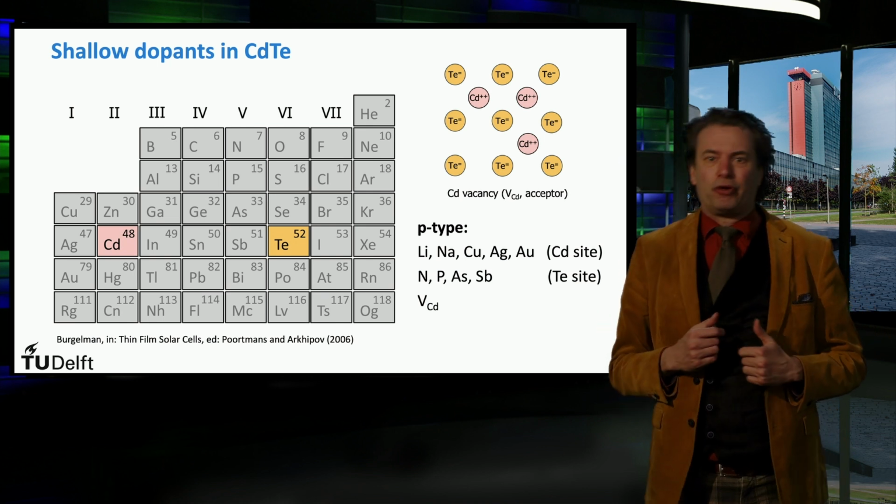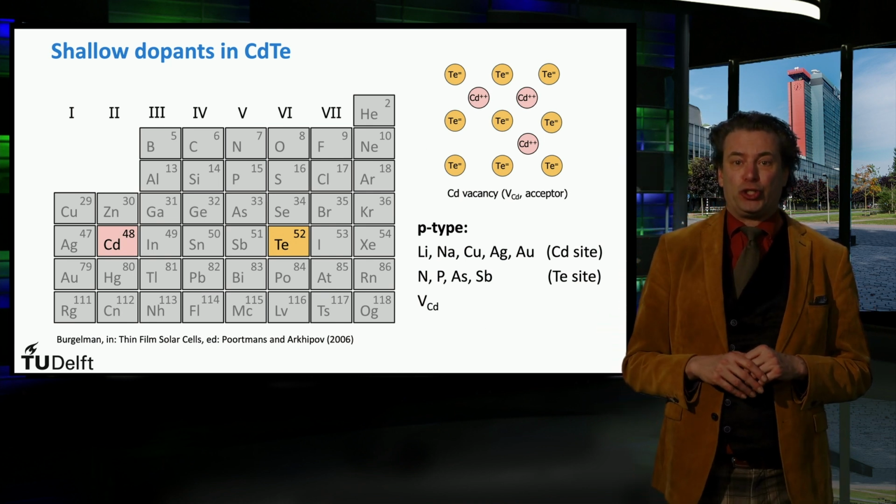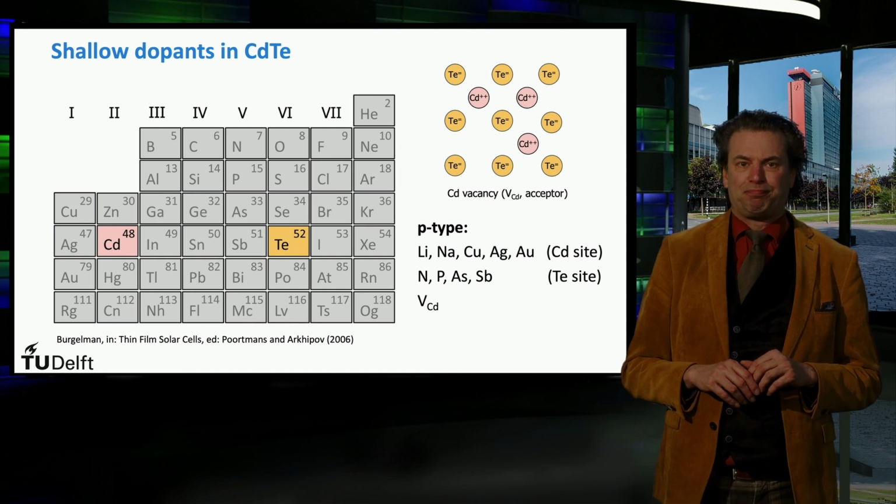In the standard cadmium telluride cell design, p-type material is used as the absorber layer.